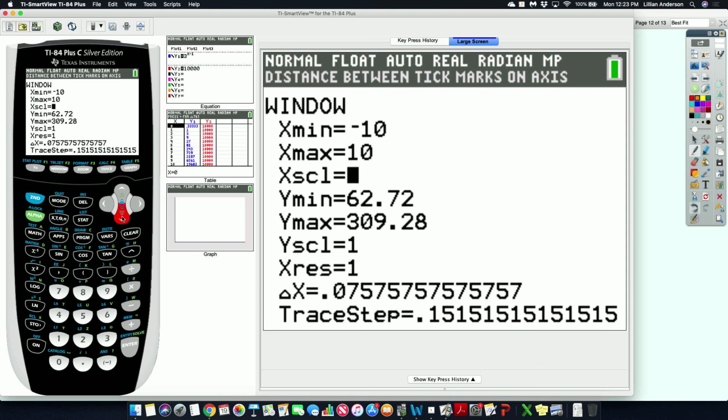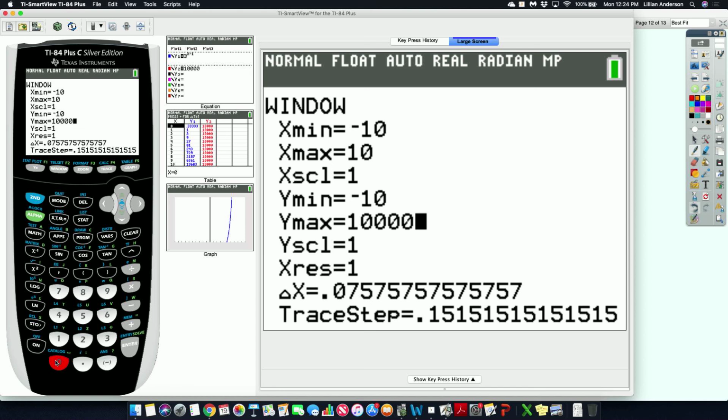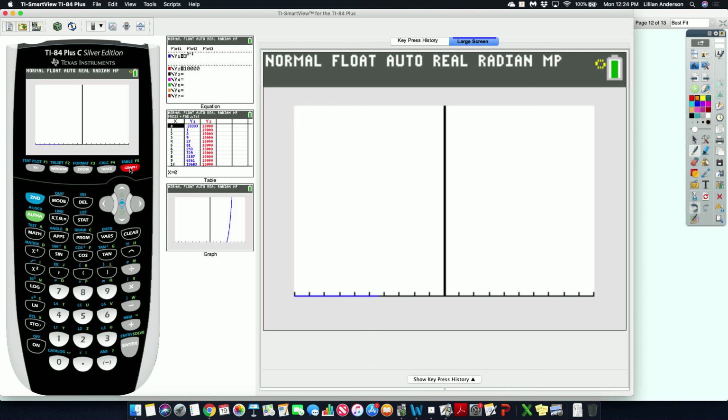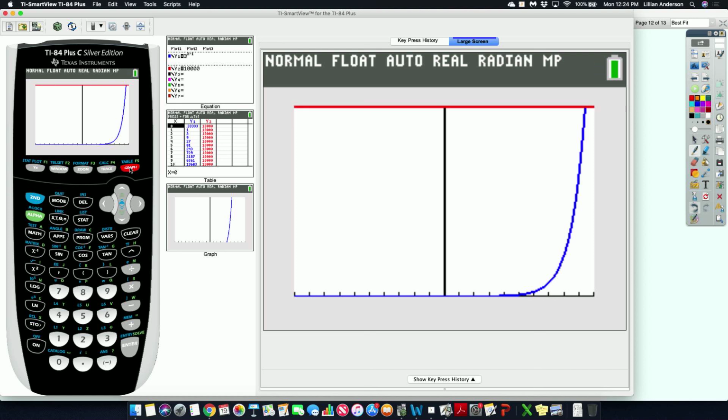X scale represents the scale you want to go by. We can leave this as negative 10, but again, I'm graphing y equals 10,000. I probably want to see 10,000, correct? So I'm going to change this to 10,000. I don't have to press clear. I don't have to press delete. I just start typing. It basically overwrites it. So now when I go to graph, it's adjusted the window. The blue function was the 3 to the x minus 1, and there's the 10,000. Does everybody's window look like this?